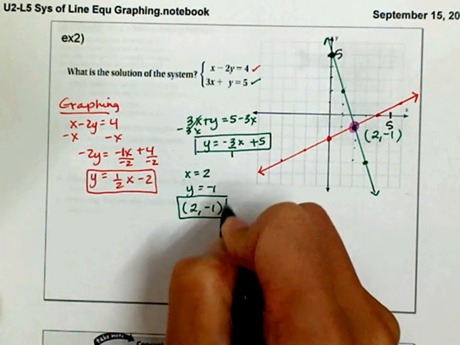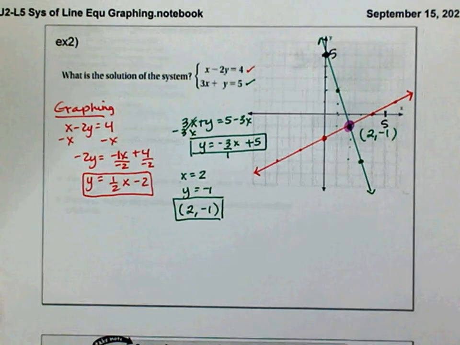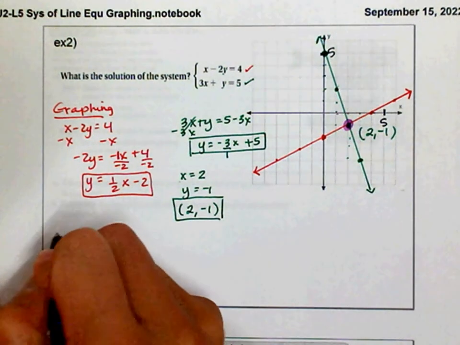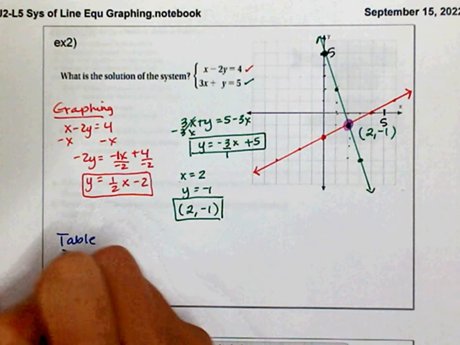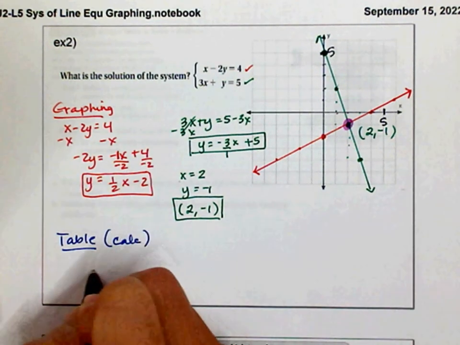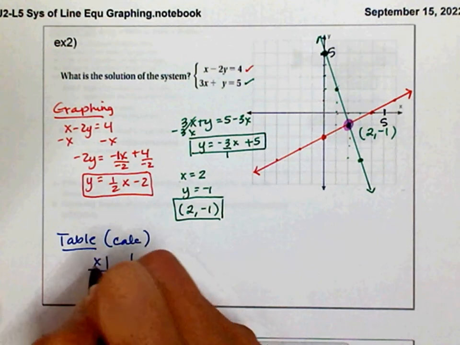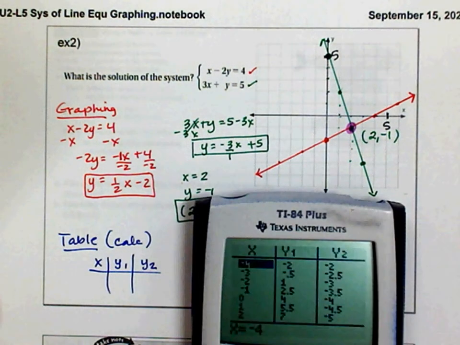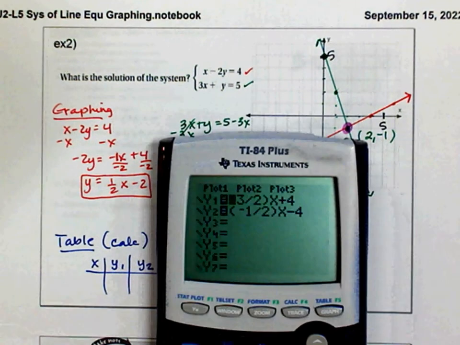Okay? Now let's go to our table. Let me pick a different color. Let's go to our table. For the table, you will use a calculator. You should have x, y1, y2. So it's a way to check your answers. Clear, clear, clear. Just like that.